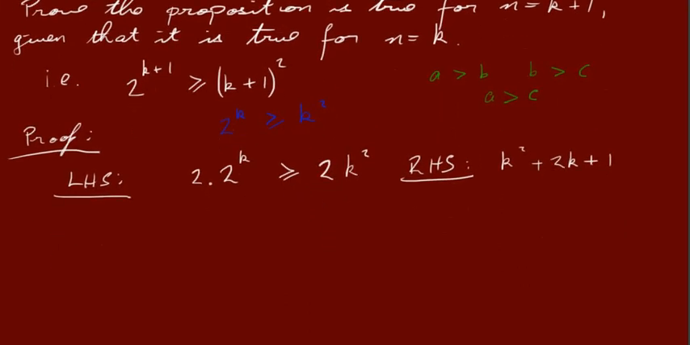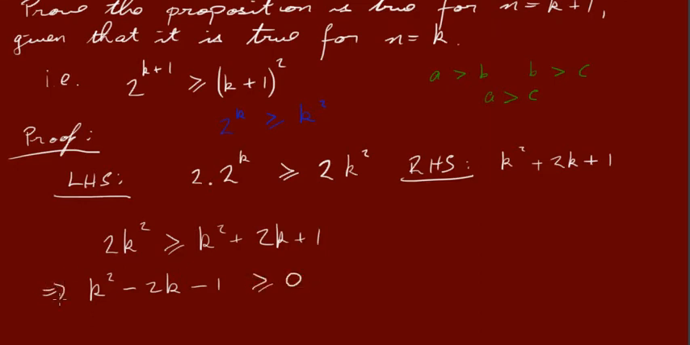So what I want to try and show here is that 2k squared is greater than or equal to k squared plus 2k plus 1. If I can show that, then this here will be true. So let's just bring these over here. Let me see, subtract these from the right hand side. 2k squared minus k squared will give me just simply k squared minus 2k minus 1 greater than or equal to 0. So all I've done is subtracted this from the right hand side.